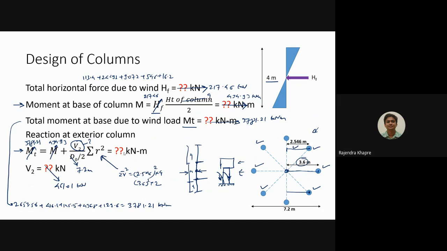Your R square, summation of R square is coming out to be 51.848. Okay, divided by 7.2 by 2. Okay, so it is coming out to be something like 14.44.